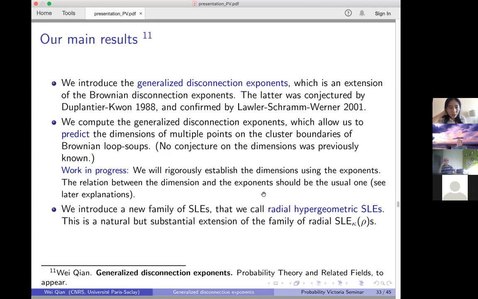And as an important tool in this paper to compute this exponent, we introduce a new family of SLE that we call radial hypergeometric SLE. This is a natural but substantial extension of the family of radial SLE kappa rho.